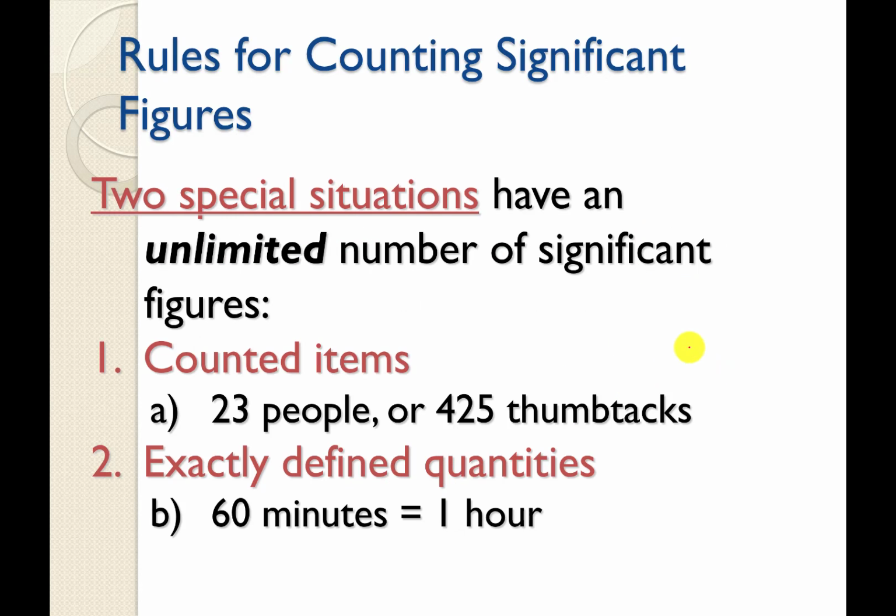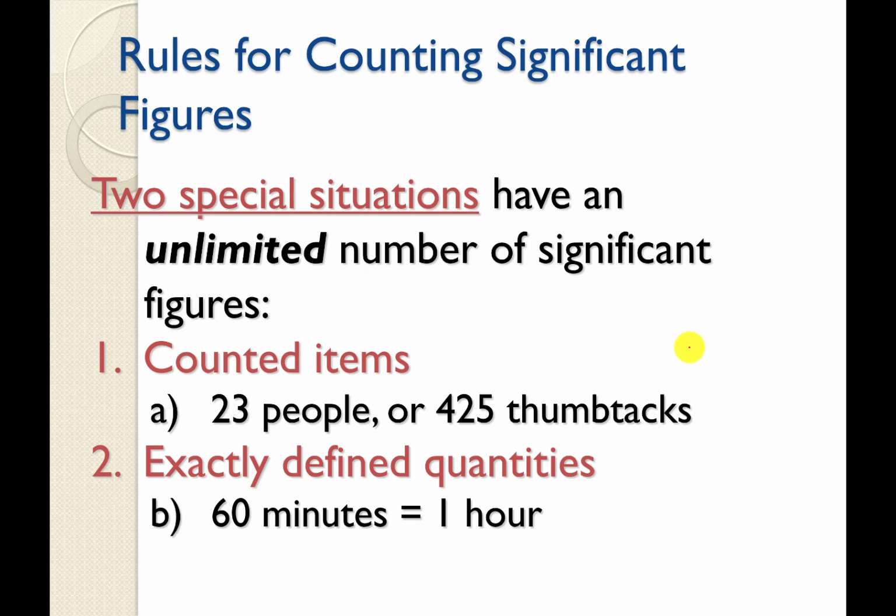All right, there are 2 special situations. These are kind of exceptions, and there's a good reason for them. You'll understand it. First of all, counted items, such as 23 people or 425 thumbtacks, always have unlimited significant figures. So let me help you understand this. If you're counting people, you get to 23 people. People come in whole numbers. They don't come in 7/10 or 2/3, or 0.01. They come in whole numbers. So when you get to 23, you know that that's exactly 23 that you've counted.